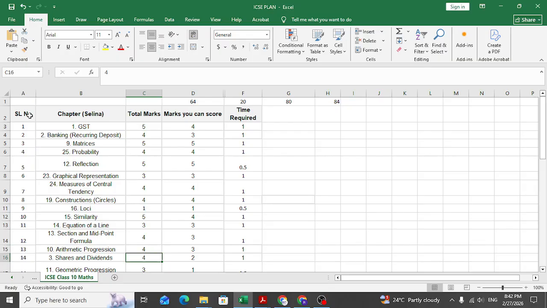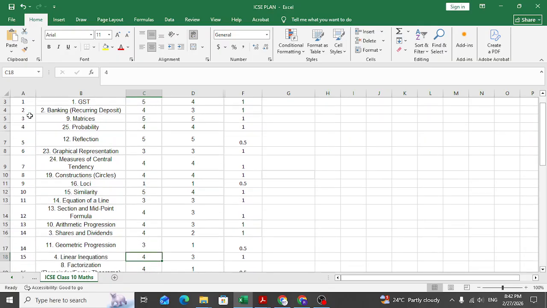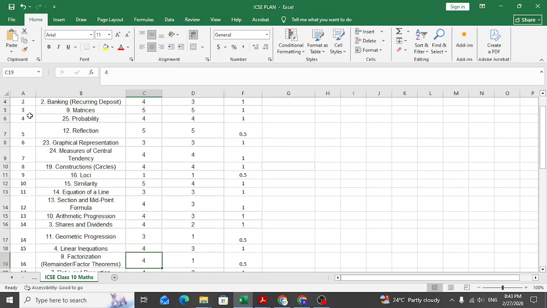Shares and dividends, very easy, out of 4, still I have kept only 2 marks. Geometric progression, slightly next level. So slightly next level, I have put only out of 3, only 1 mark. So go through only the basics of geometric progression. Linear inequations, very easy questions, out of 4, minimum 3 you can score.